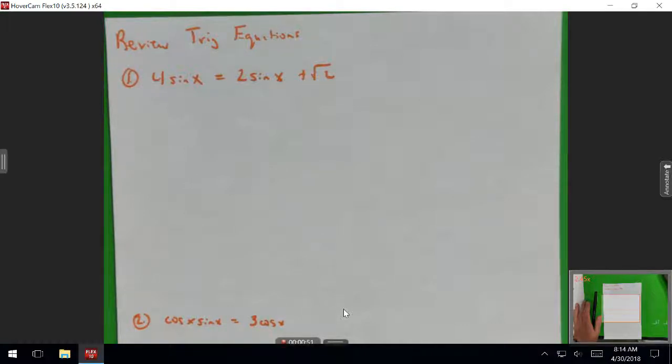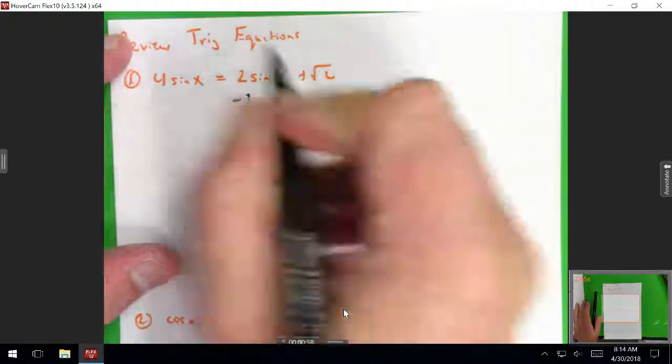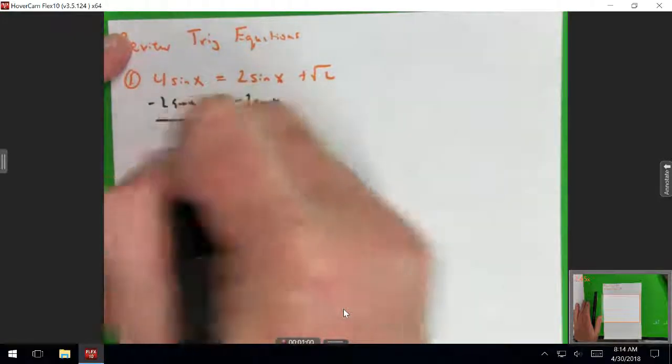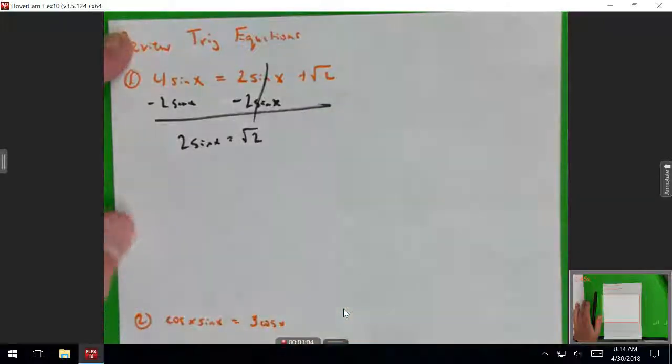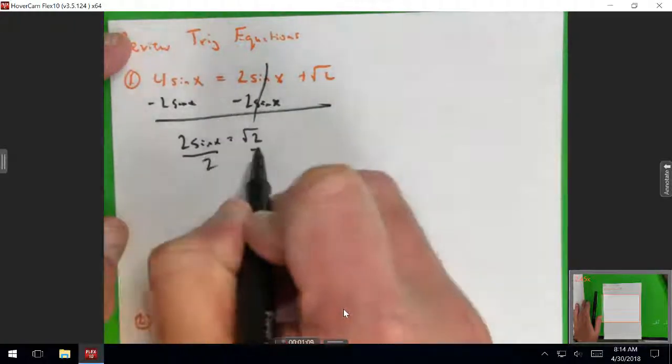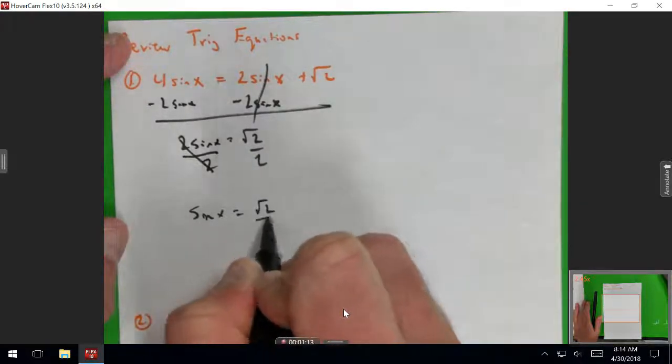So I need to move the what over? 2 sine x. That gives me 2 sine x equals square root of 2. Now, how do I finish getting sine by itself? Divide by what? 2. Very good. So sine x equals square root of 2 over 2.